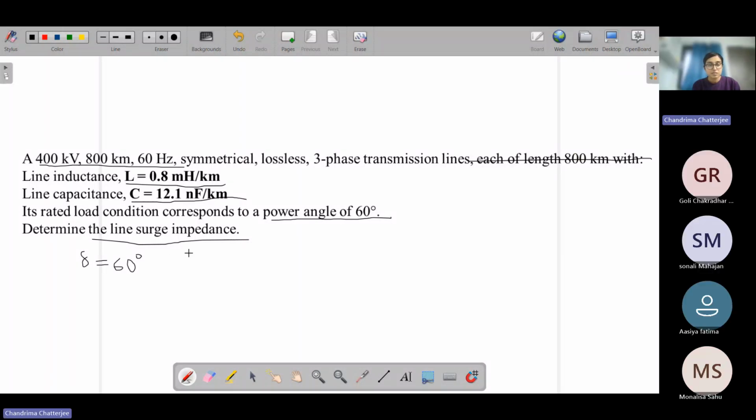Yeah, sorry for the interruption. I got a call. So we were discussing that at the rated power condition, the power angle is given as 60 degree. Determine the line surge impedance.